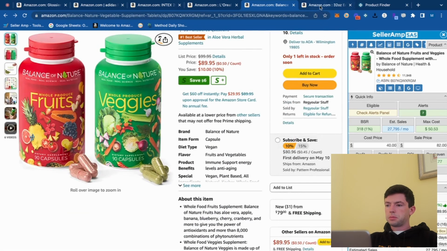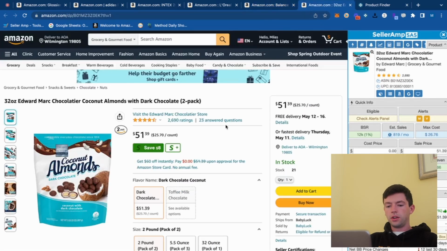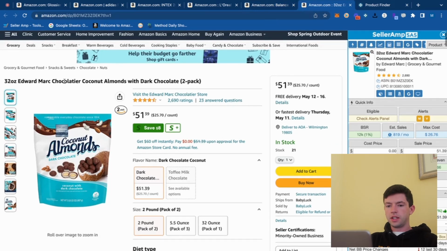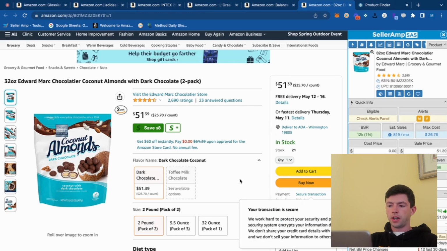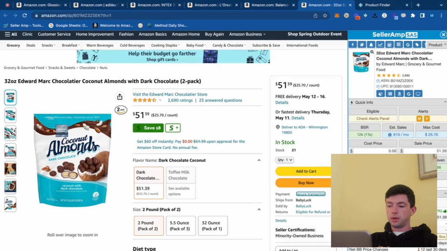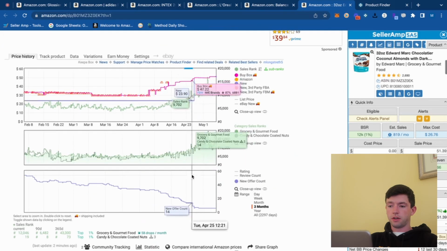So, okay, last product right here in terms of ones we'll be taking a look at. Then we're going to take a look at how to actually find more products. Right here we can see this dark chocolate like 2-pack. We can see immediately the person in the buy box is FBM as well, which is a good sign. We can actually see that everyone's FBM in this right here.